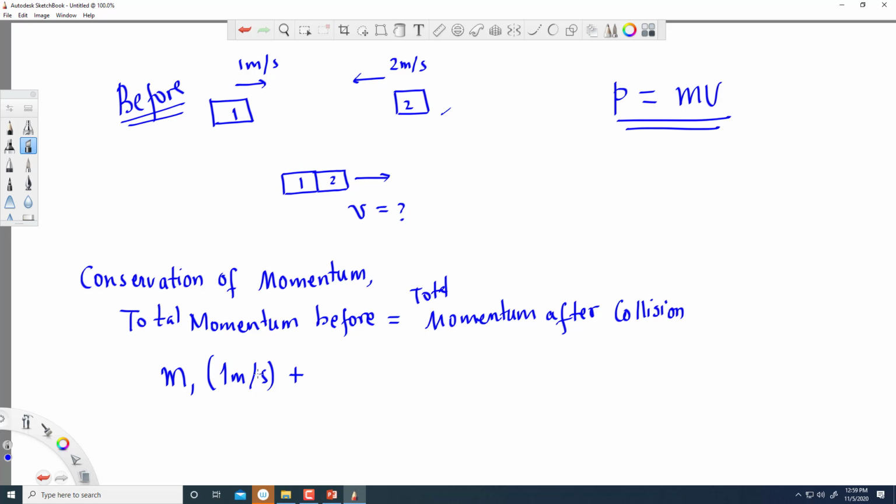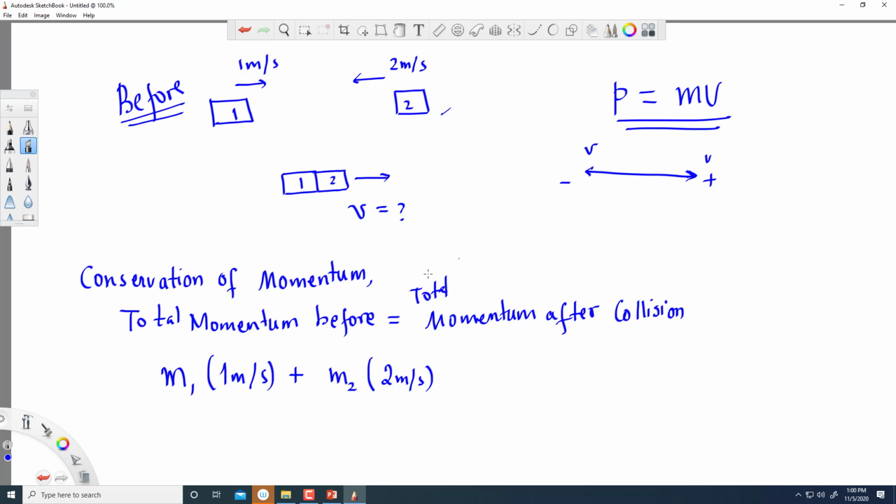So momentum of the second mass is mass of the second object times speed. Speed is 2 meters per second. But one thing we need to be very careful here is we also need to consider the direction. If the object is moving to the right, we consider its velocity to be positive. If it is moving to the left, we consider its velocity to be negative. Okay?